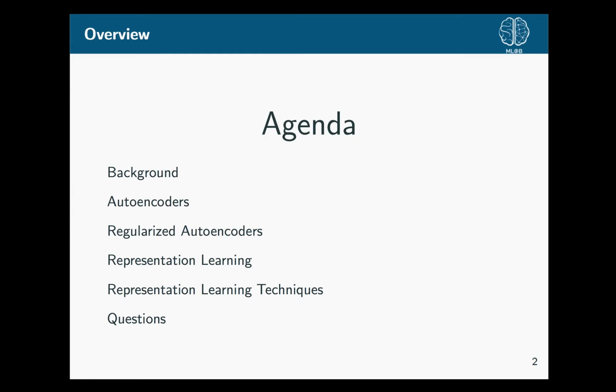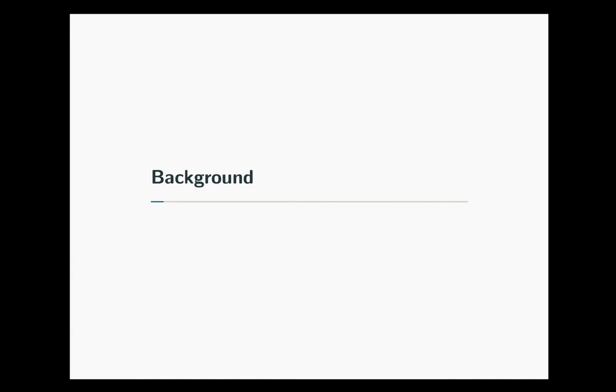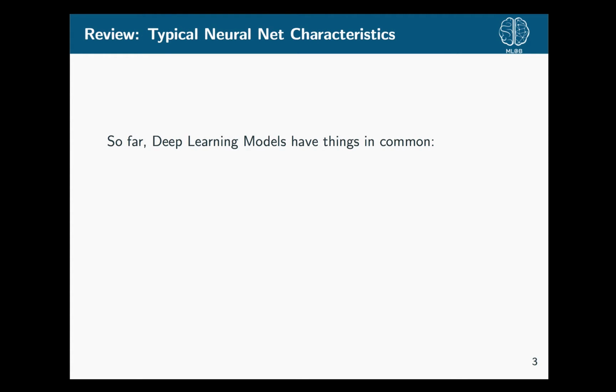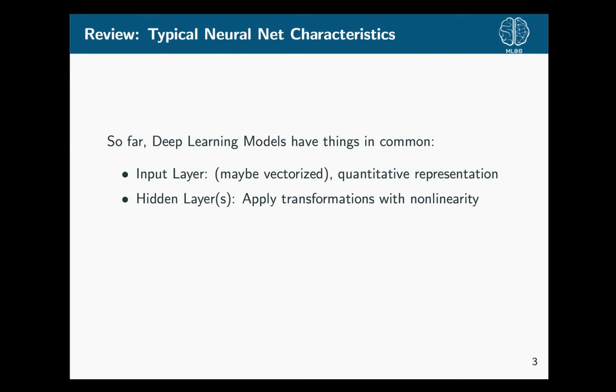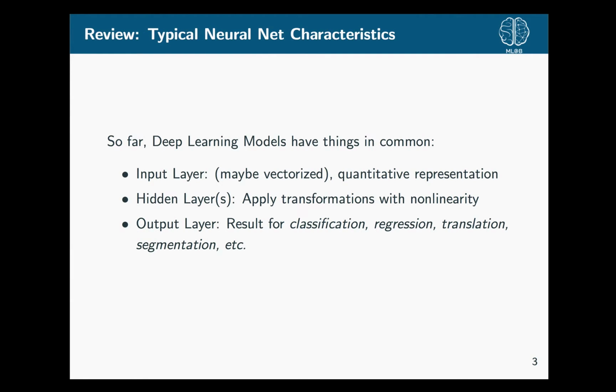Anyway, today we're going to talk about autoencoders, some special types of autoencoders, and some topics in representation learning. So let's get started. Up until this point, most of the things we've seen in this class have a place for you to insert an input, which is some quantitative representation of your data. Then you apply some transformations and nonlinearities, and in the end you get an output. The output is usually used for tasks like classification, regression, translation, and segmentation. Most of these are supervised learning.